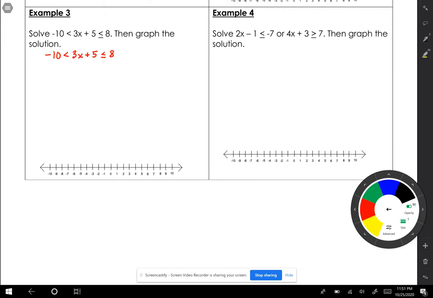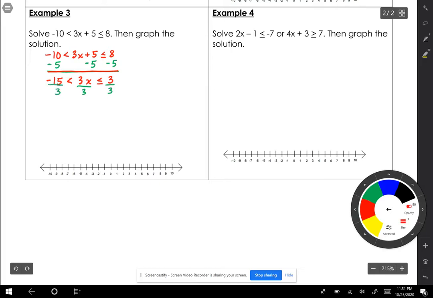So your goal is to get x in the middle for your sandwich. So the first thing you want to do is subtract 5 on each side. And notice there's 3 sides. The biggest mistake you can make is not remembering that there are 3 sides. Okay? And that'll give you -10 minus 5 is -15, is less than 3x, is less than or equal to 3. And our last step is divide everything by 3.